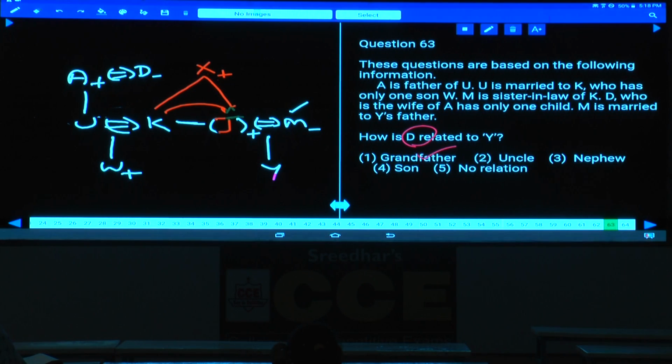Then how is D related to Y? What is the relation between these two? Y's father's sister? Is there any relation between these two? No relation at all, choice. Now this is about question number 63. Then 64 and 65.